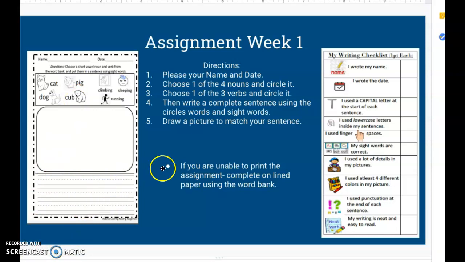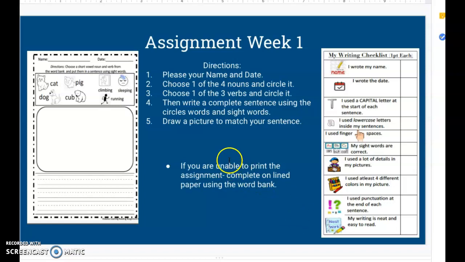Remember, when we're writing, you get credit if you wrote your name, you wrote the date, your sentence started with a capital, you used lowercase in your sentences, your sight words are correct, your picture has lots of detail, you use more than 4 colors, you have punctuation at the ends, and your handwriting is neat and easy to read. Parents, if you're unable to print the assignment, it can be completed on lined paper, and you can still use the same word bank.